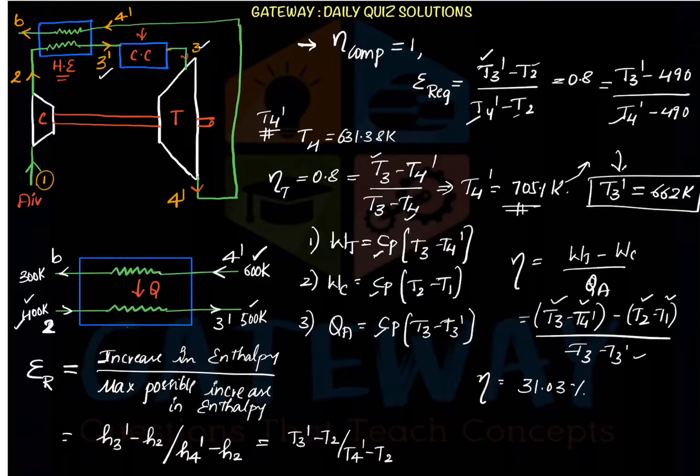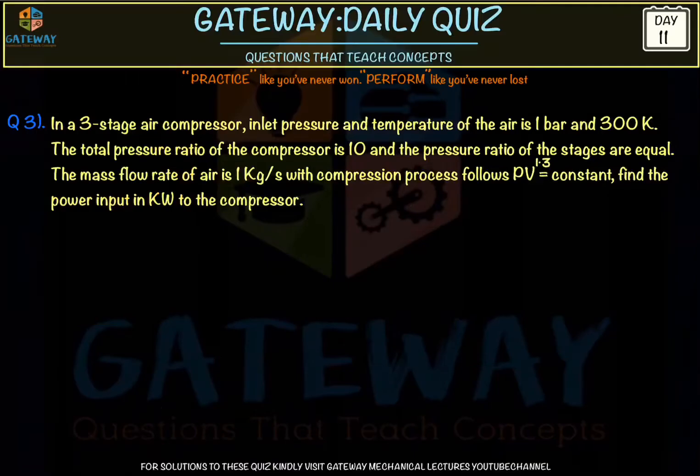Power plant questions are very easy. Once you know what exactly was asked in the question and what conditions were given, then everything is a play of enthalpies, temperatures, efficiencies and such. Next we'll go to the next question.